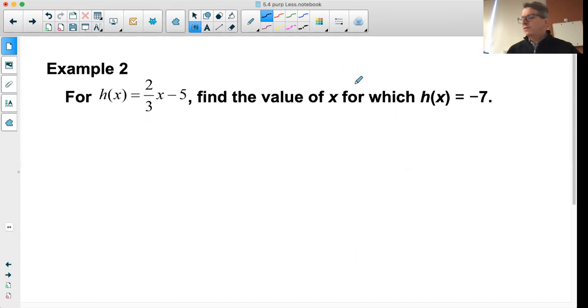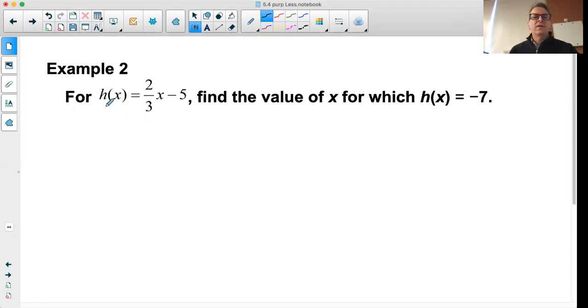Moving on to the second example, solving for the independent variable. All right, so what we're going to be doing here is h of x is equal to 2/3 times x minus 5. Find the value of x for which the function h of x equals -7. Okay, so this is identifying the idea that we're looking for the function's value at -7.